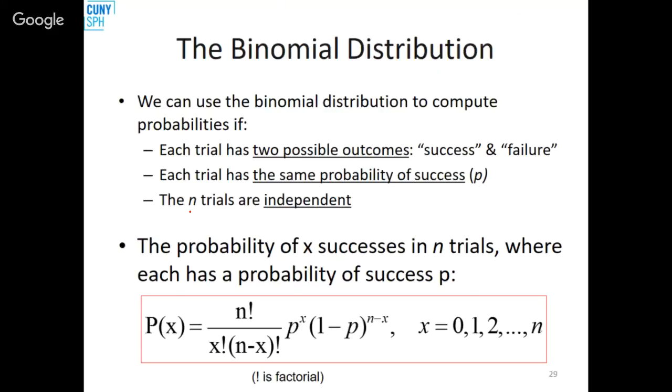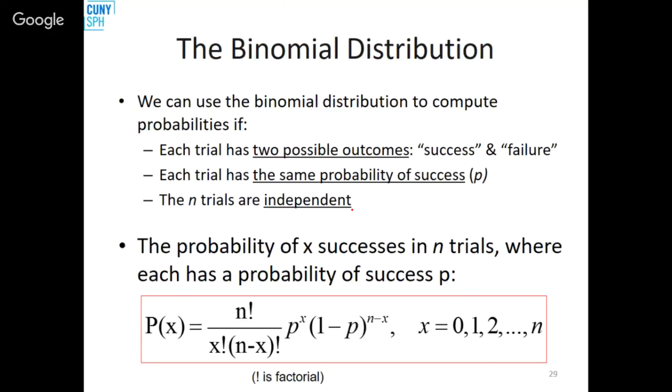And finally, those N trials have to be independent. So they are independent observations. This is an assumption that we make over and over, the assumption of independence. So this means that if you observe 3 successes in a row, it doesn't mean that your 4th has any greater or lower chance of success, because they're independent from each other. The order of the observation does not matter.